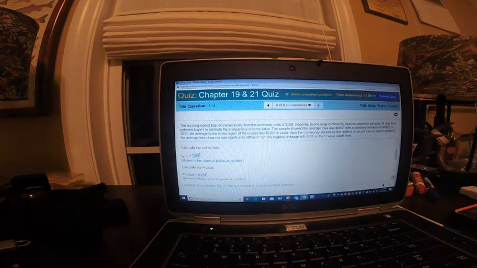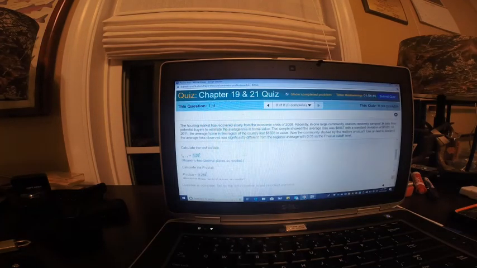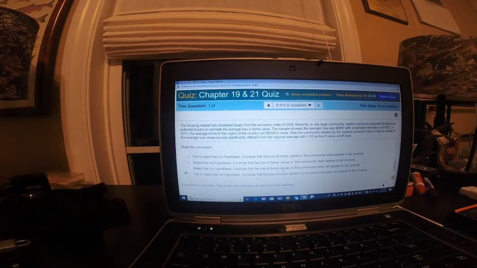Now it also asks for the p-value. Your p-value here is 0.284, which you can see is just this rounded. Easy enough, right? Not hard. Now we need to state the conclusion.